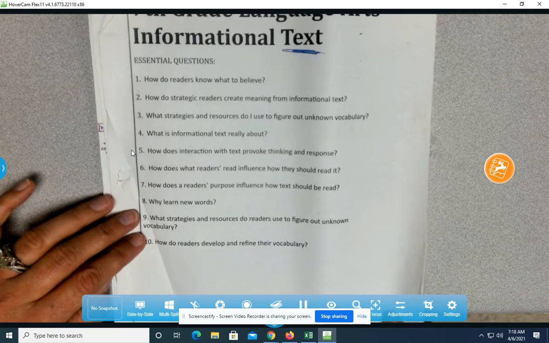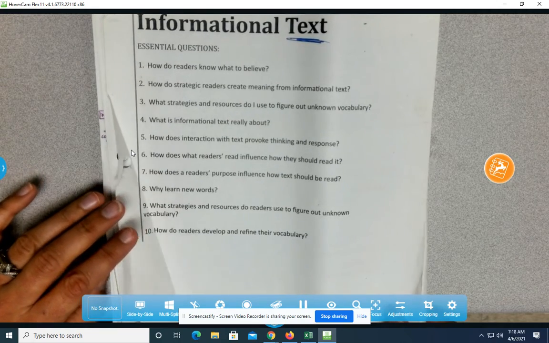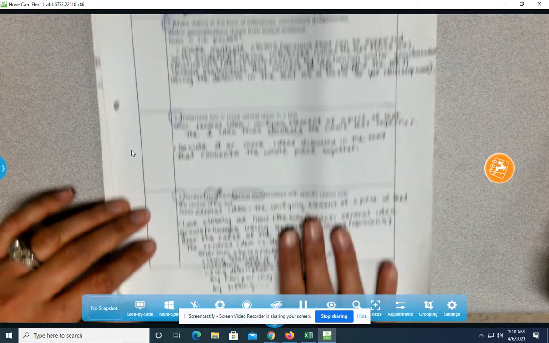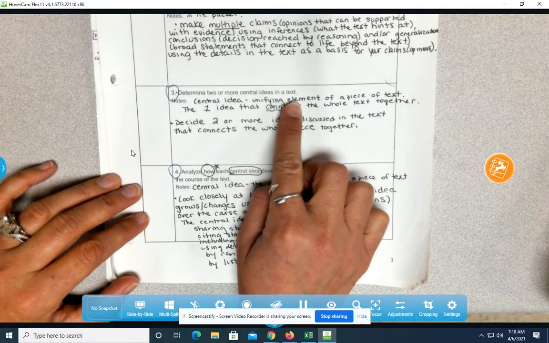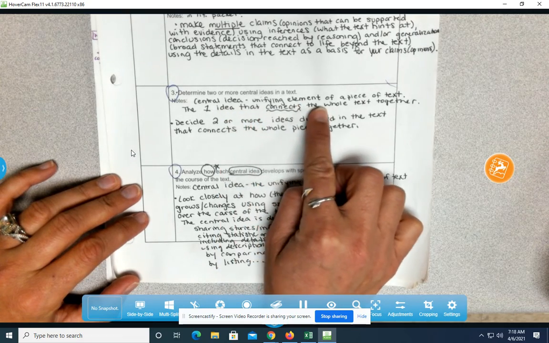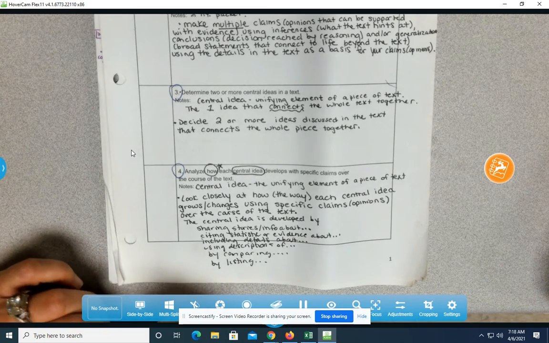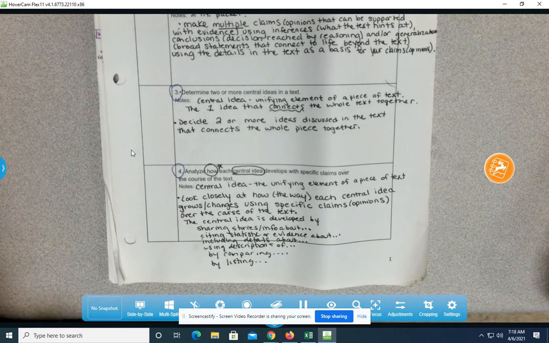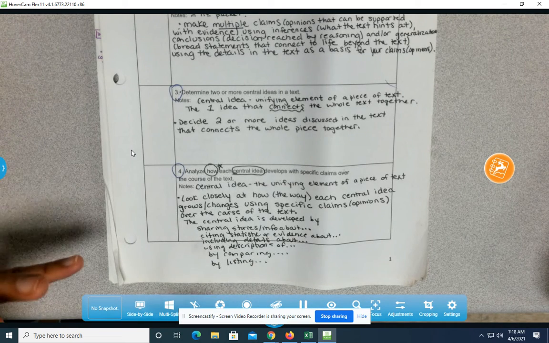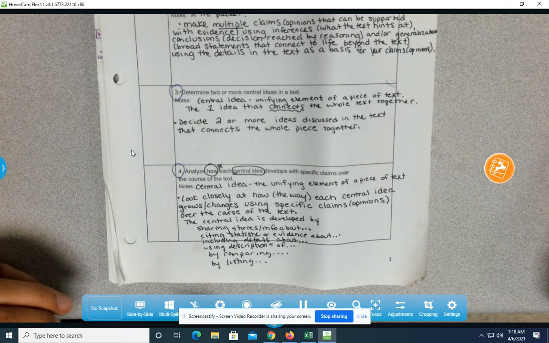As we work through these essential questions today, we're going to start our close read by looking at learning target number 3: to determine 2 or more essential ideas in the text. Remember, the central idea is that unifying element that goes throughout the piece. You have to really consider a minimum of 2 central ideas that the piece is fully focused around. The central ideas, normally at this point in your reading career, are not directly stated in the text.